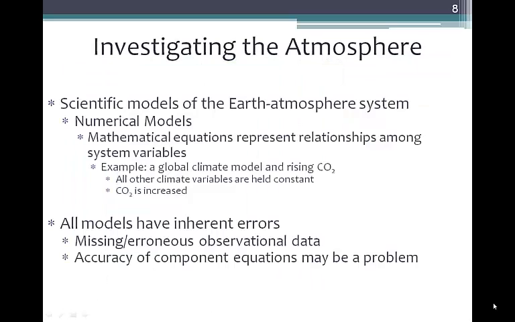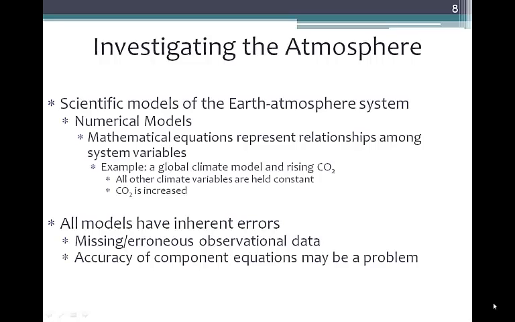There are also numerical models. These are very common in atmospheric science. Numerical models use mathematical equations to capture what's happening in the atmosphere. A good example is the global climate model and the rising carbon dioxide. So we want to be able to investigate what happens to our global climate as carbon dioxide, for example, increases. The model is a way for us to take into account rising CO2 levels and hold all of the other variables constant and see what the results are when the CO2 increases. What effect will that have on temperature, and how will the effect be distributed around the globe?